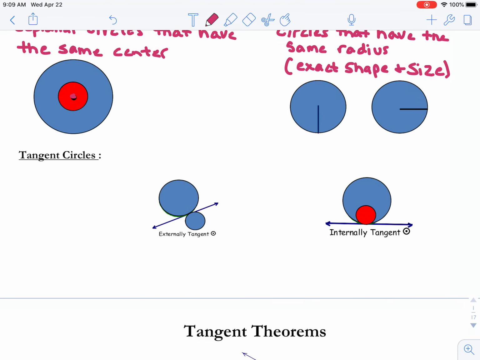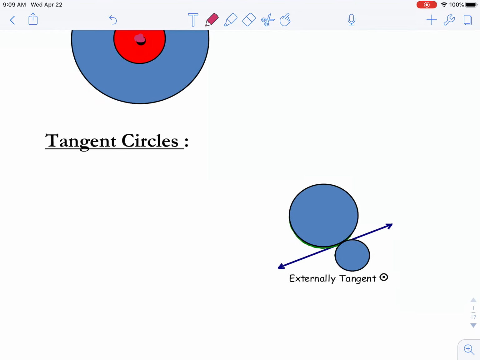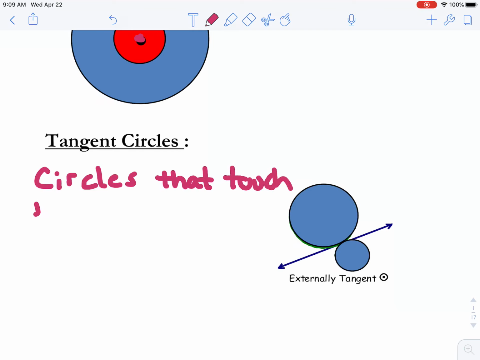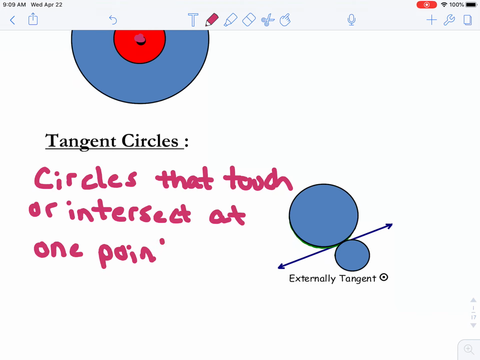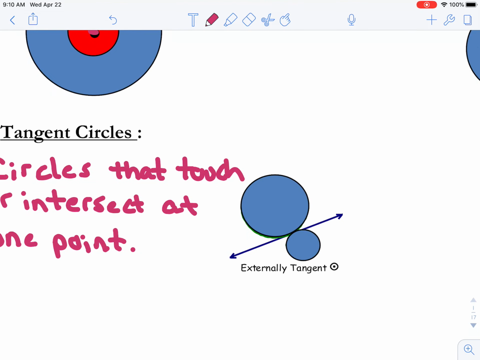Okay, tangent circles. Okay, if you think back to above, tangent is that you touch at one point. So tangent circles are circles that touch or intersect at one point. Okay, and that's at exactly 1 point. So not that they touch at least once, it's exactly 1 point. So circles that touch or intersect at 1 point.